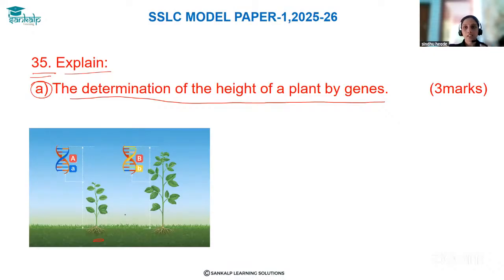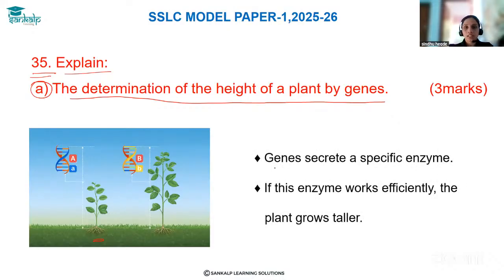And again, plants produce some hormones like gibberellins, right? Gibberellin is one type of hormone which is produced in plants. This is the main cause for the growth of a plant. So genes secrete a specific enzyme. If this enzyme works efficiently, the plant grows taller. That is the reason for the height of a plant being determined by genes.